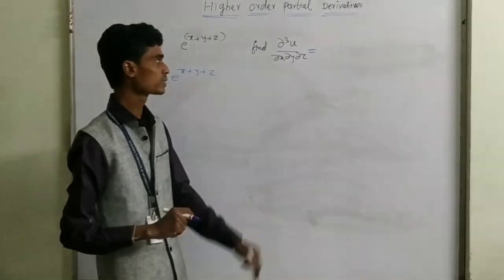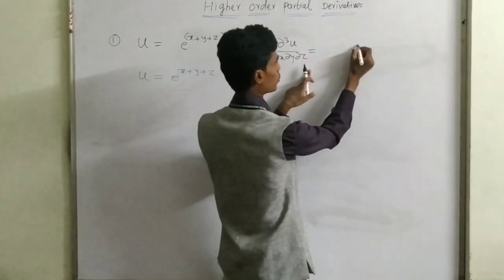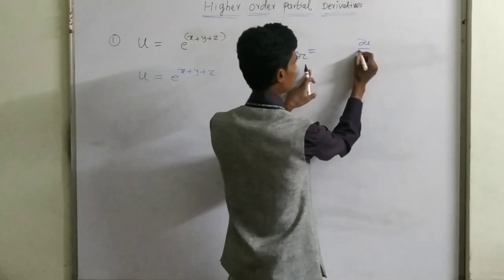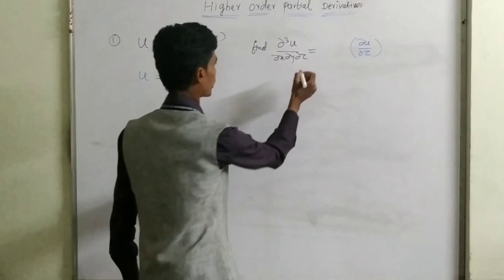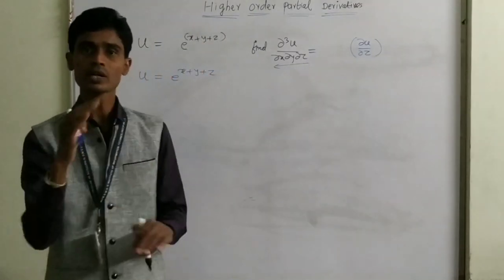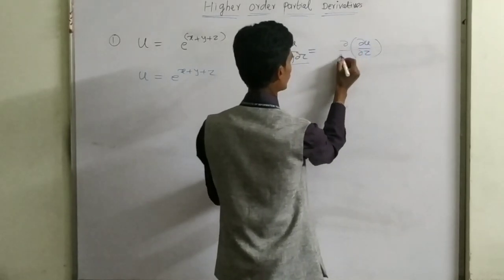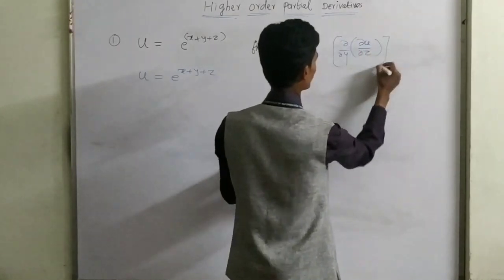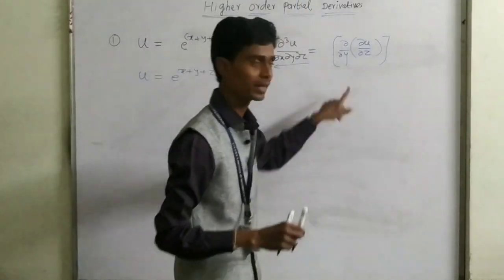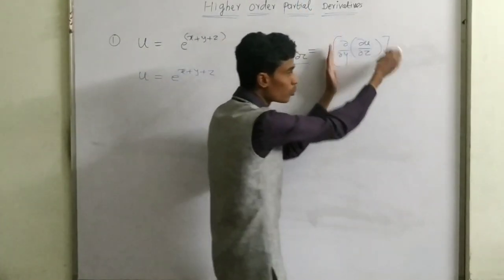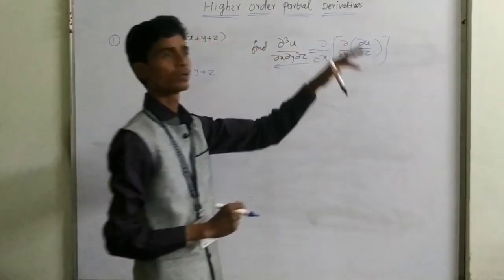You want to find out like this. First u with respect to z. So first we want to find out ∂u/∂z. Clear? First target is left to right. So like this, ∂u/∂z first, and then partially with respect to y. Then whatever the value of ∂u/∂z, you want to differentiate partially with respect to y, and then whatever the value of this whole bracket, differentiate with respect to x. So this we want to find out.